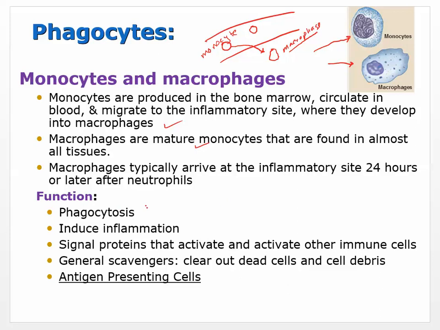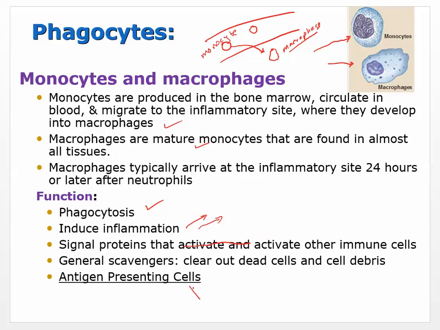Their functions: phagocytosis, and they will release signaling molecules that will induce and continue the inflammatory response. So they signal proteins that activate other immune cells. They really just activate other immune cells. And they're general scavengers. They clear out dead cells, cell debris. That's kind of their job.